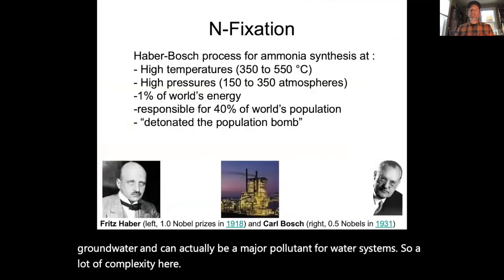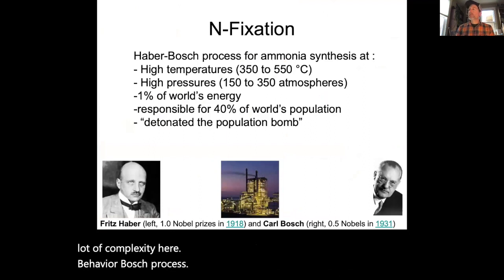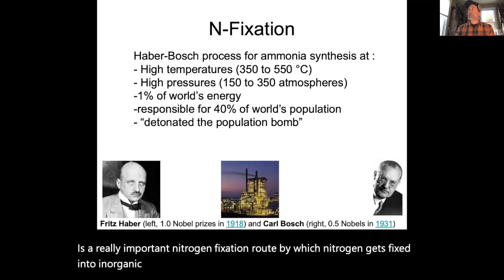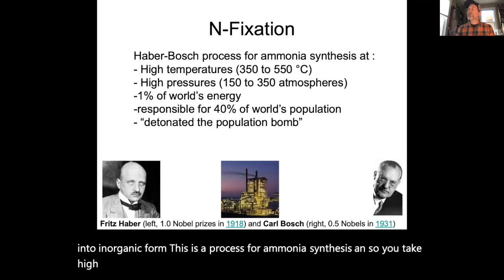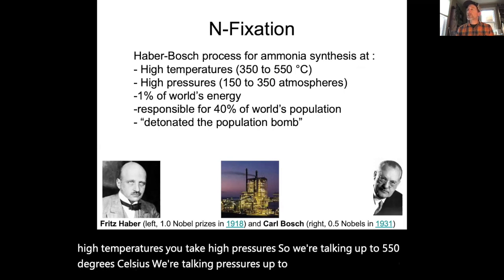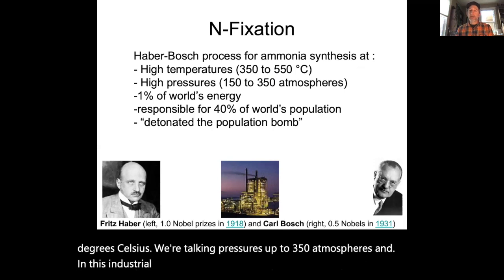The Haber-Bosch process is a really important nitrogen fixation route by which nitrogen gets fixed into inorganic form. This is a process for ammonia synthesis. And so you take high temperatures, you take high pressures. So we're talking up to 550 degrees Celsius. We're talking pressures up to 350 atmospheres. And in this industrial process, you can take N2 gas and fix it into ammonia.